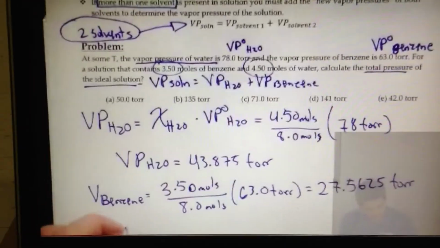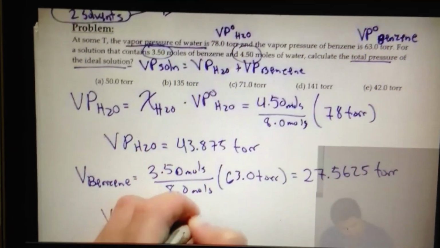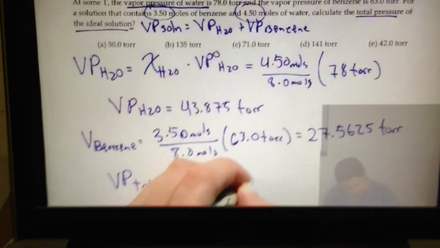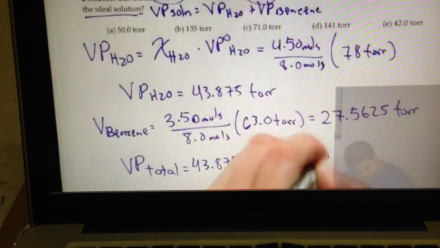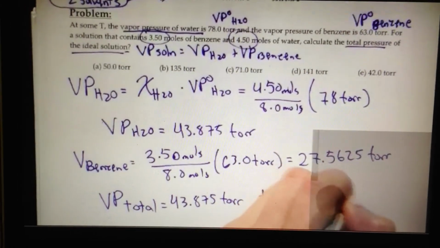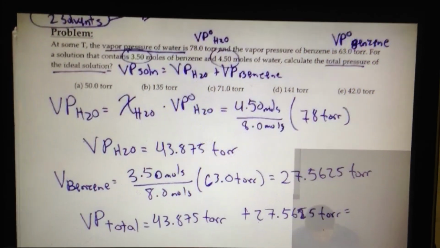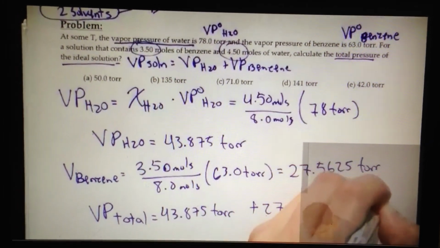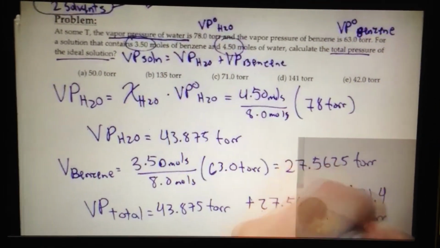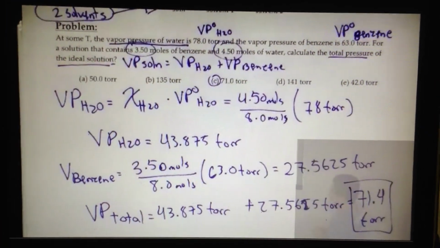Okay? So now what was my VP total? I have to add both of them, 43.875 torr plus 27.5625 torr. Okay? So that's going to be 71.4 torr. 71 is our closest answer, so we're good with that.